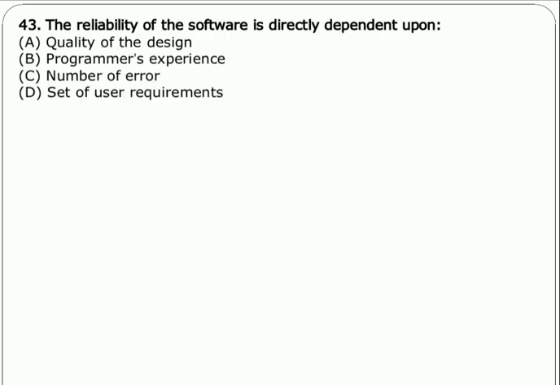Next one. The reliability of the software is directly dependent on. The software reliability is always dependent on the number of errors. So in terms of measurement, it is the number of errors. So if the number of errors is less, then the failures are also less. Reliability increases when errors or bugs from the program are removed. So option C is the correct one.